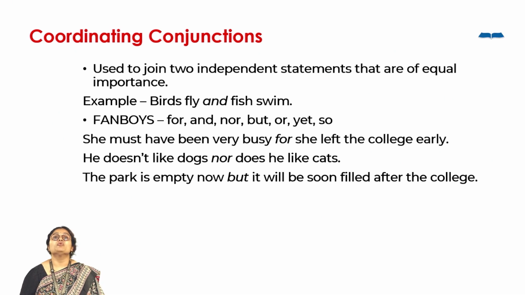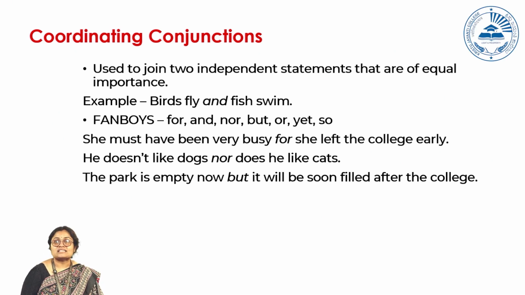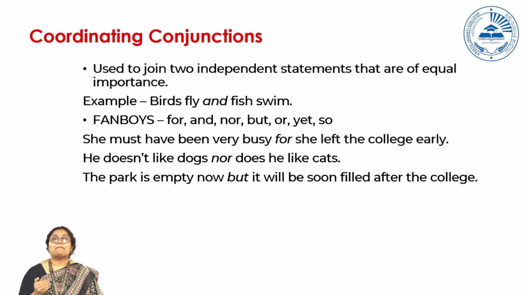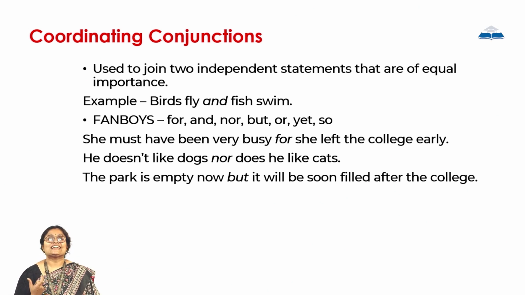So we will have a look at a few more examples. He doesn't like dogs, nor does he like cats. Here again, two independent sentences, he doesn't like dogs, is again joined with the fact that he also doesn't like cats. Now we will look at one more example. The park is empty now, but it will be soon filled after the college. So the park is empty now is the first independent sentence. And the second independent sentence is, it will be soon filled after the college. Those two independent sentences are connected using the conjunction but. So I hope you have understood what coordinating conjunction is.